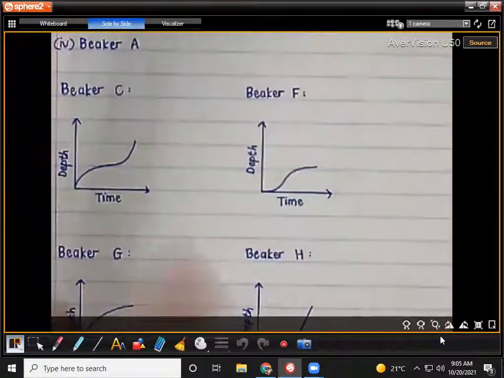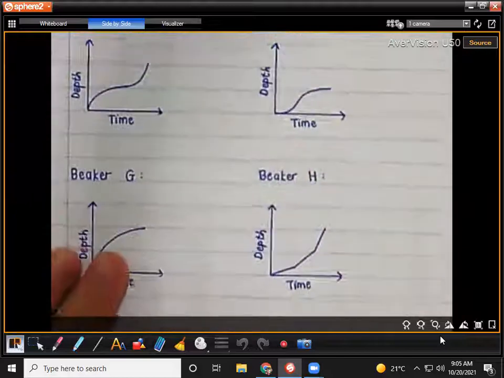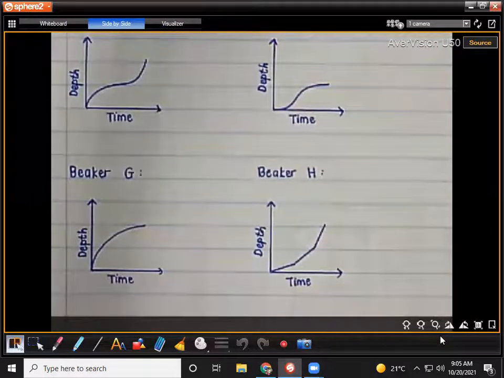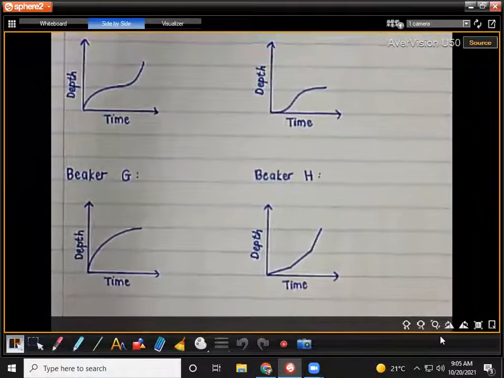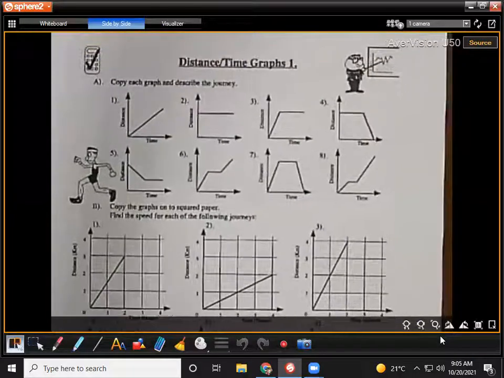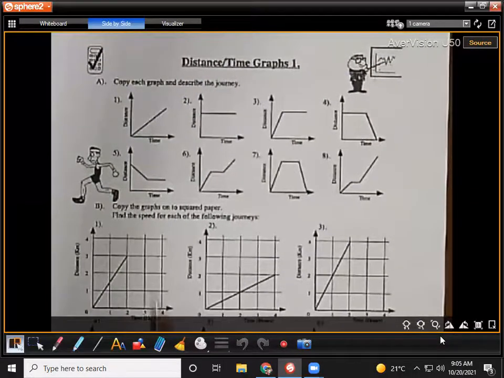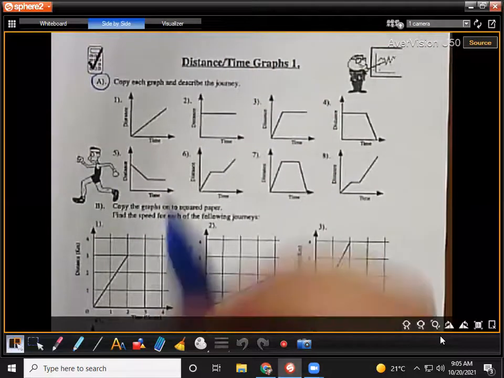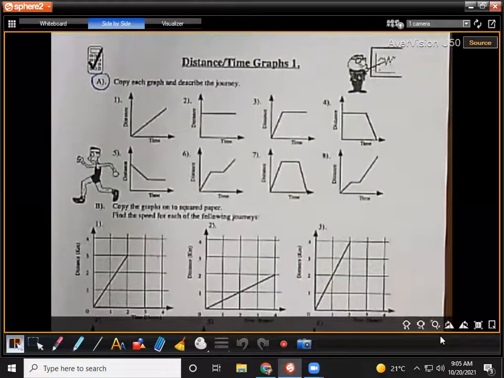Like these ones here. It might not look exactly the same, but that's the kind of concept that you're going for. So for each of the pools, you must also draw a depth versus time graph. Guys, I just want to chat to you about the second half of this page, distance time graphs. I want you also to do A. You don't have to copy each graph. It says they copy each graph and describe the journey. I don't want you to copy the graphs. Just look at the graph and figure out what is happening.